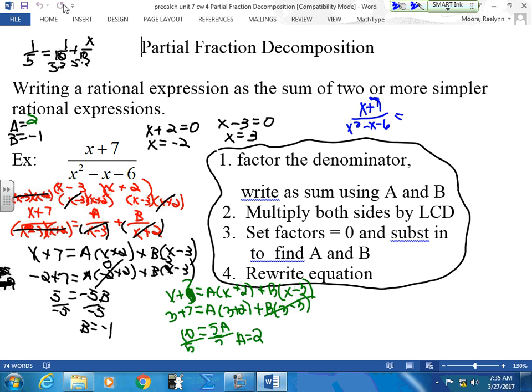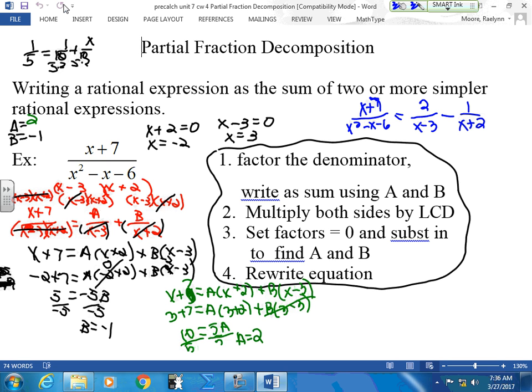This is our original one. We're going to take our a, because a we put over the first guy. A is 2. And b is a negative 1. So because b is a negative 1, if I say plus a negative, I get a subtract. Agree? So this is where this came from. If we started with this guy and we combined it into 1, we would get x plus 7 over x squared minus x minus 6.